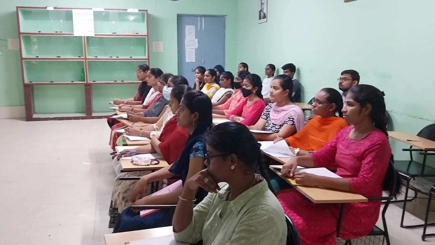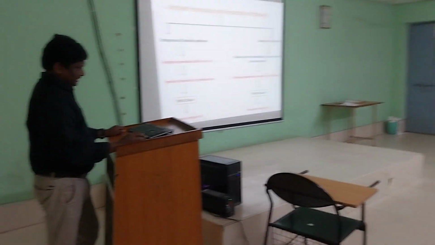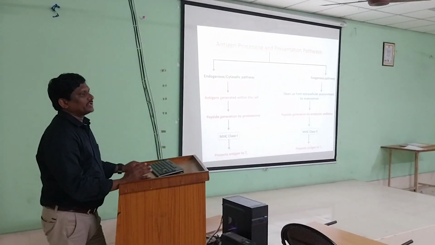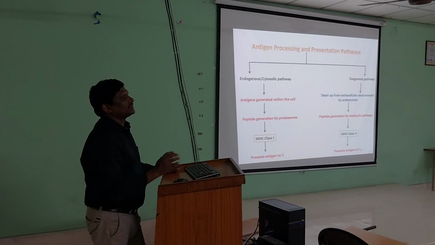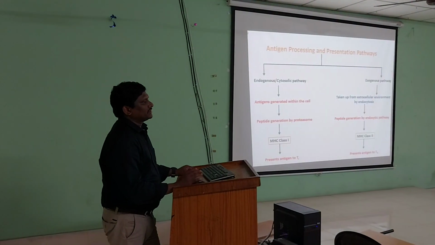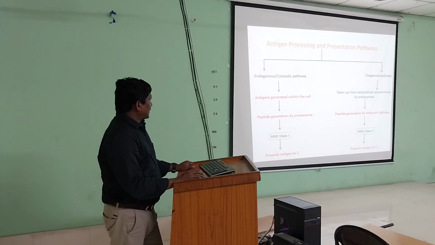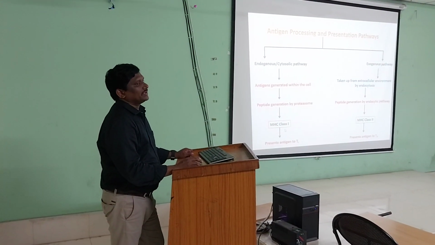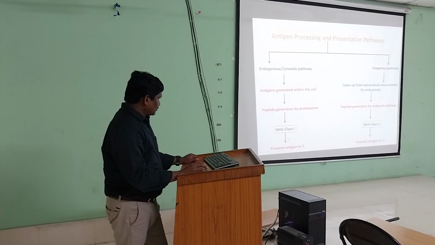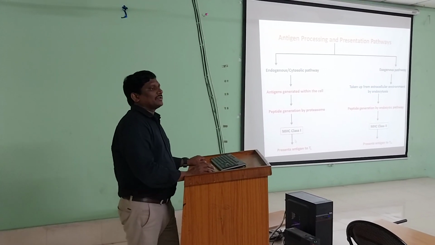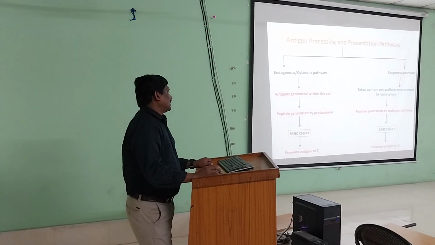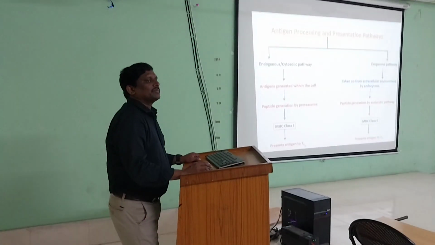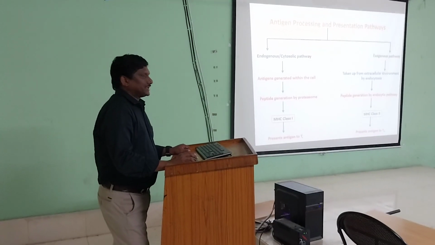Right? So the endogenous pathway is also known as the cytosolic pathway, in which the antigens are generated within the cell and peptides are generated by the system known as the proteasomal degradation system. We know that this system aids in degrading proteins into smaller peptide molecules. This pathway specifically presents the processed antigen to class 1 MHC, and class 1 MHC has a predilection to a specific T cell subtype known as the T cytotoxic cell, right?